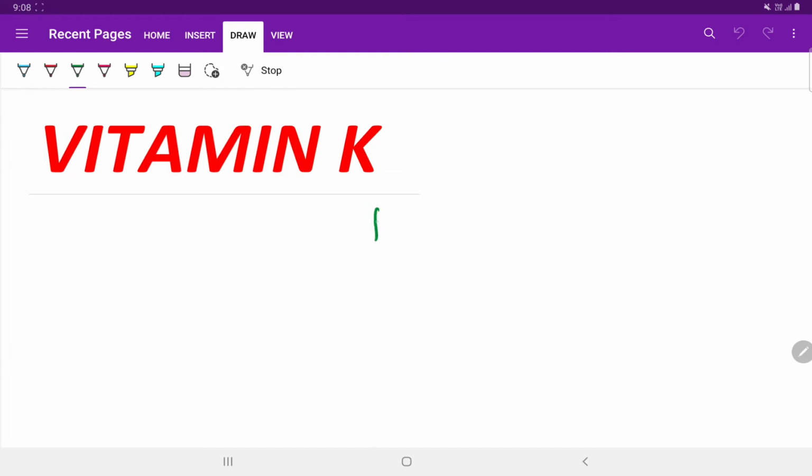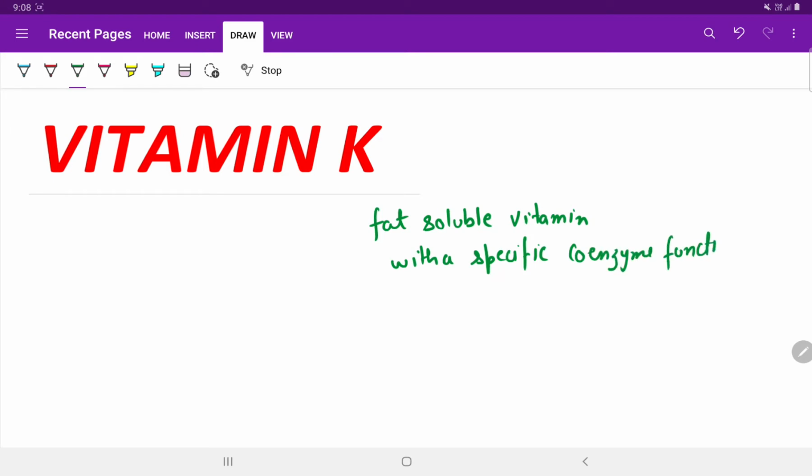So this is the only fat soluble vitamin with a specific coenzyme function. It has a very specific function, that is in the blood clotting. It is required for the production of blood clotting factors.